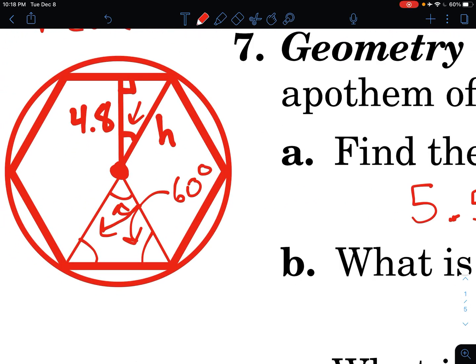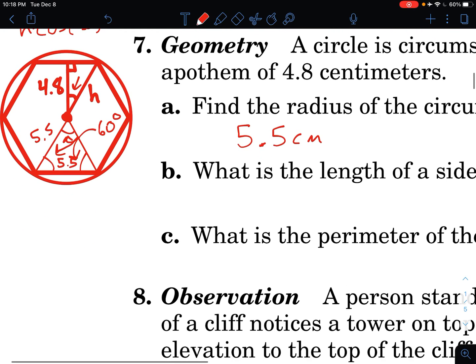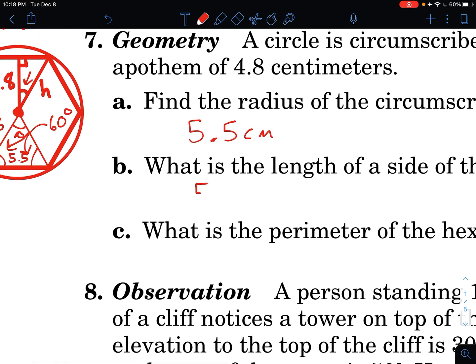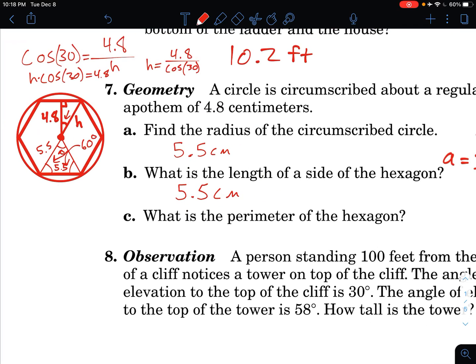Well, we have an equilateral triangle here. We know that this is 5.5, so this has to be 5.5. So that's the side of your hexagon, 5.5. Same number. And that's why hexagons are the best shape. There's so much geometry in them, and they're very easy to figure out because they have many rules. That's why bees love them the most.